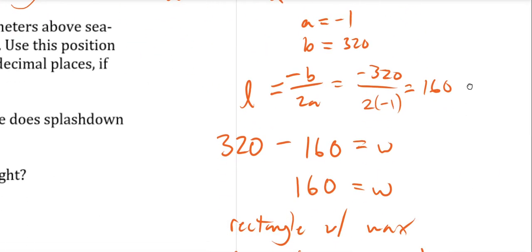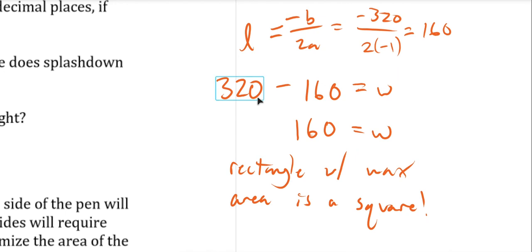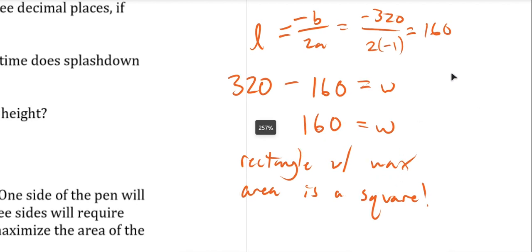Plugging that back into the equation we had for W, which was 320 minus L is equal to W, we get, well, 320 minus 160 is 160. And what does that tell us? It tells us that the rectangle that has maximum area is going to have length 160 and width 160. In other words, it's a square.